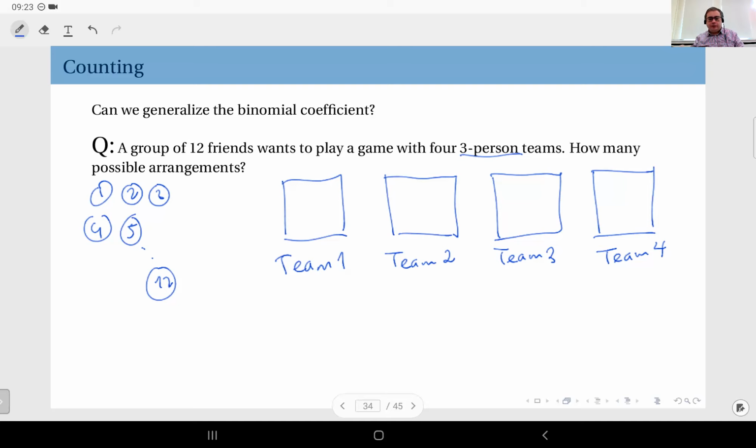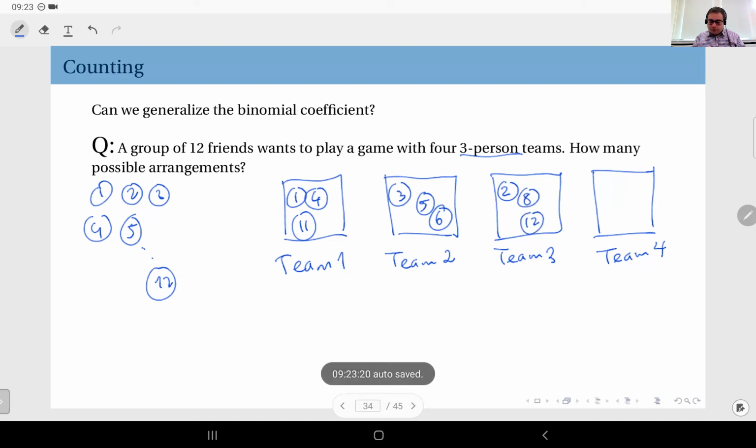Now I'm not choosing a single group of K out of N. I want to select a number of groups. This is the generalization. Now, for instance, I can put here 1, 4, 11, and I can put here 3, 5, 6, and here 2, 8, and 12. And what's left should be here, and that is 7, 9, and 10. Okay, so this is one distribution.